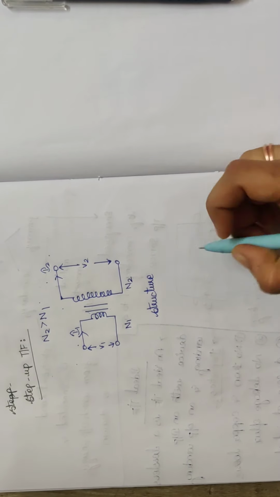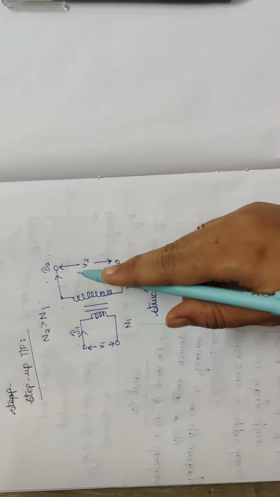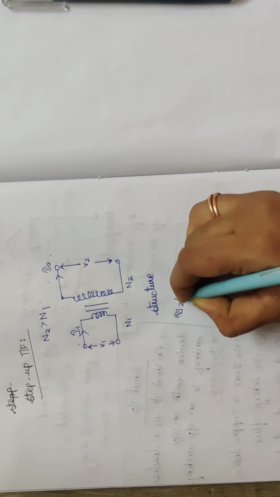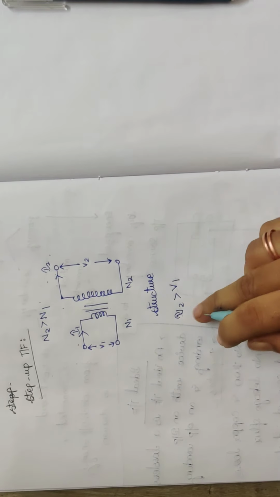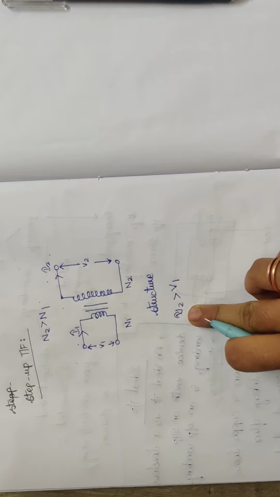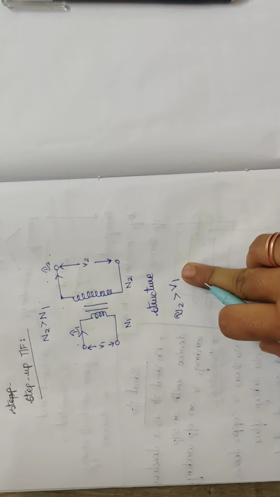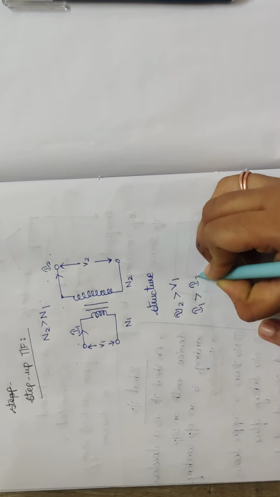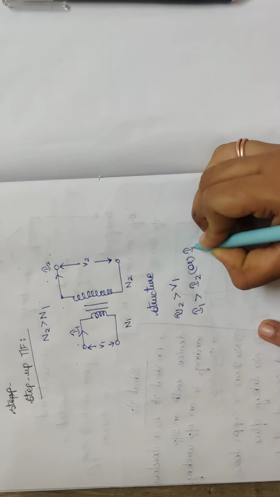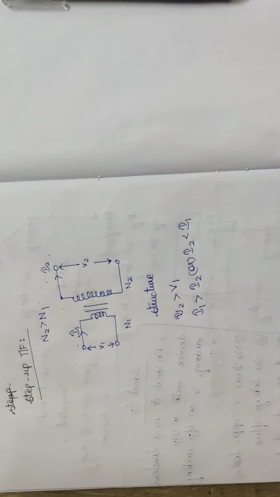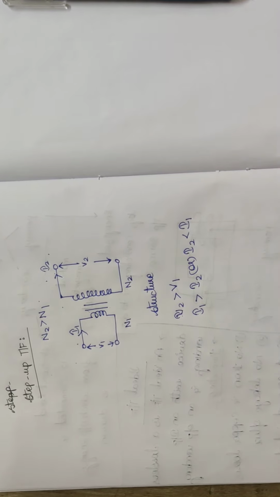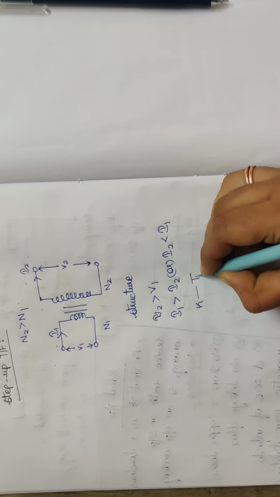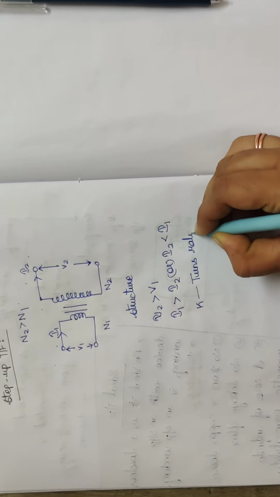Now here I can say that N2 is greater than N1, which means the secondary voltage V2 will be greater than the primary voltage V1, and the current I1 will be greater than I2, or I2 will be less than I1, for a step-up transformer. We define this in terms of a ratio called the turns ratio, which is called K.